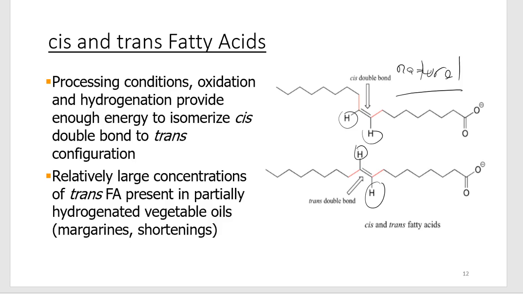Again, cis configuration, hydrogens on the same side of the carbon double bond, and trans, hydrogens are on the opposite side of the carbon double bond. Most trans fatty acids in our diets are derived from the hydrogenation process, such as partial hydrogenation. It basically converts liquid oils to solid fats, and we are going to learn this process later in another lecture.